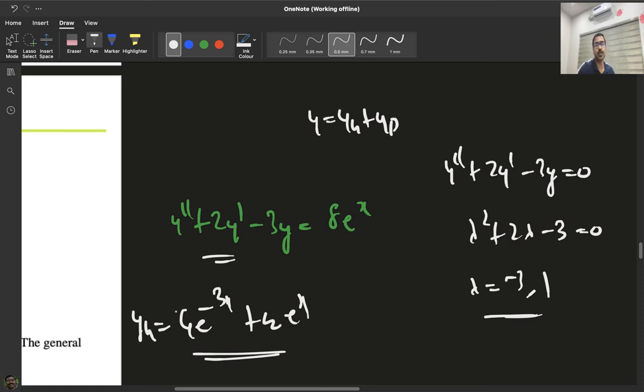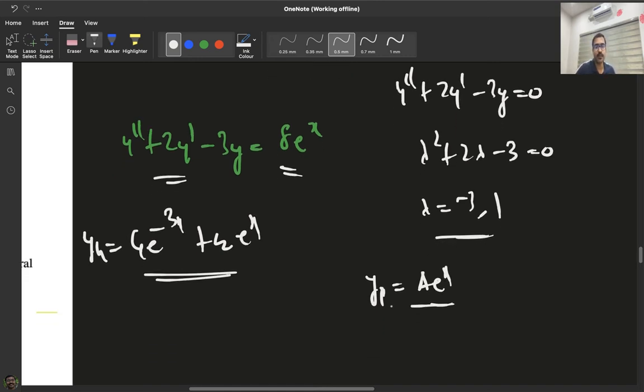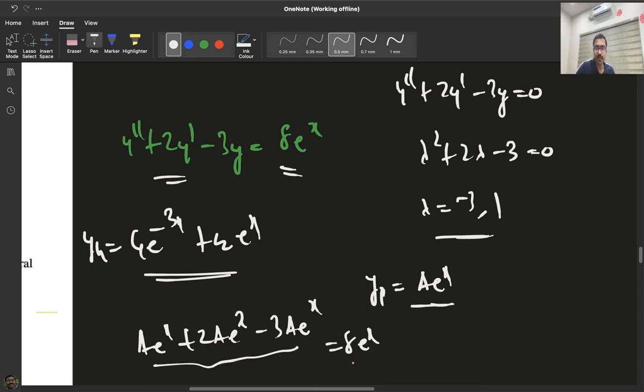Now when you write your yp, your RHS is 8 e raised to x. So I'll assume that my yp is of the form a e raised to x, and I substitute it in this equation to find the value of a. What will I get? I'll get a e raised to x plus 2 a e raised to x minus 3 a e raised to x is equal to 8 e raised to x. When you add it up, we get 0 is equal to 8 e raised to x, which is not true. So you can see that there was some complication here, because you couldn't find the value of a, since the terms involving a became 0.